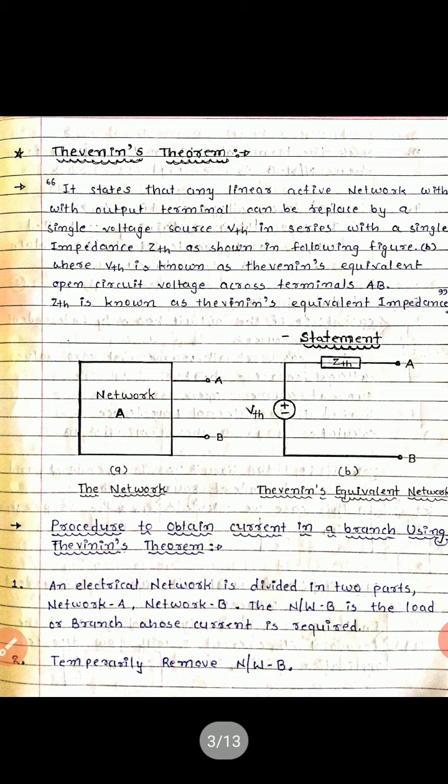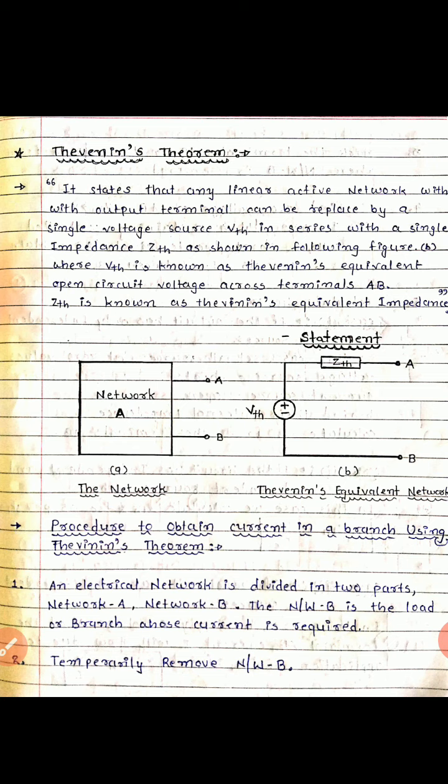So friends, here is the statement of Thevenin's theorem. It states that any linear active network with output terminal can be replaced by a single voltage source VTH in series with a single impedance ZTH as shown in the following figure B, where VTH is known as Thevenin's equivalent open circuit voltage across terminals AB, and ZTH is known as Thevenin's equivalent impedance.